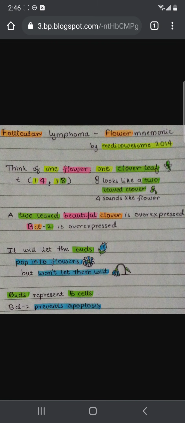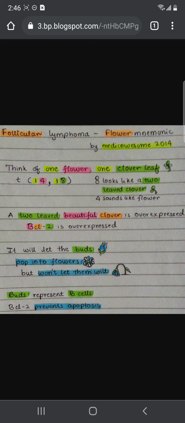So the way I remember it is the flower and the leaf mnemonic, and you can read more about that on the Medical Awesome website. I think of one flower, so it's 1 and 4, because flower sounds like 4, and then one clover leaf, and then if you look at a 2-leaved clover, it looks like an 8. So that's how I came up with 18. So, very hard to remember, I know.